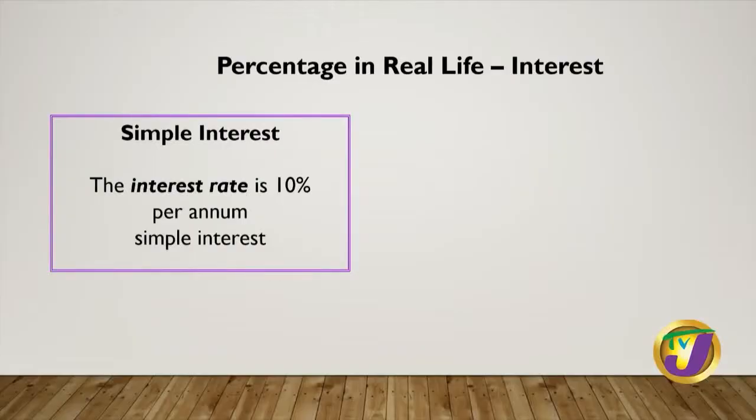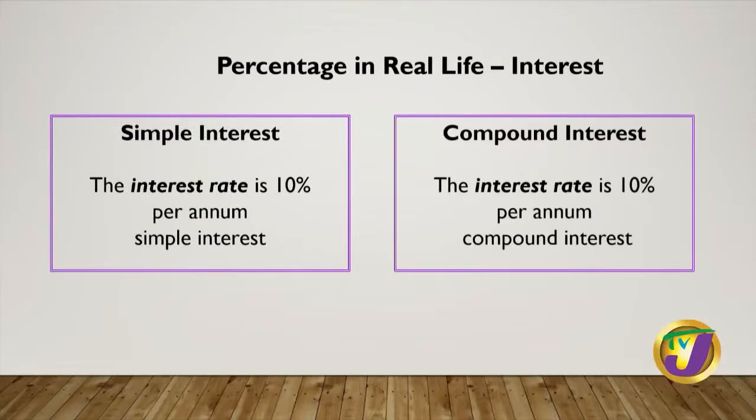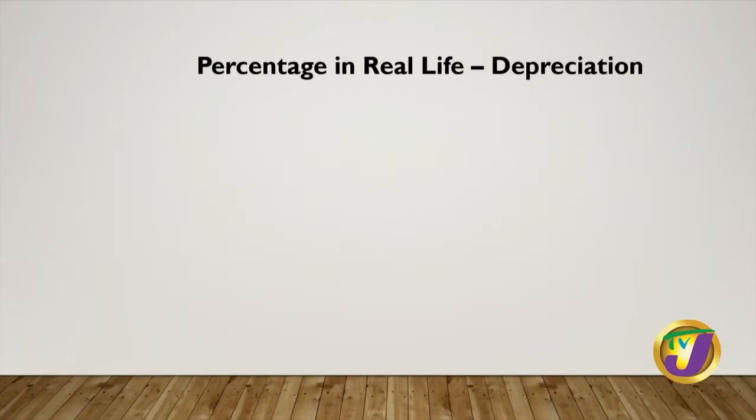We'll also be looking at simple interest. For example, we could say the simple interest is 10% per annum, or it could be compound interest at 10% per annum. When we do these calculations, you'll see the difference between simple and compound interest. We'll start with depreciation in real life.